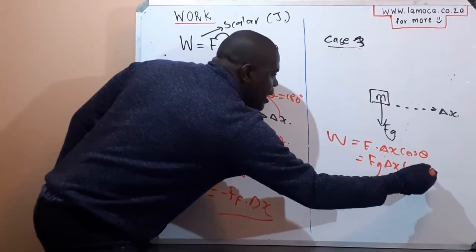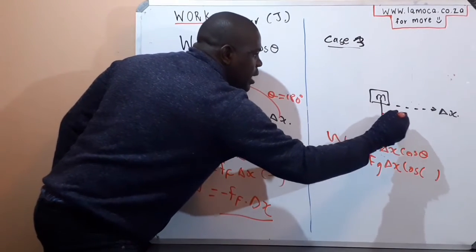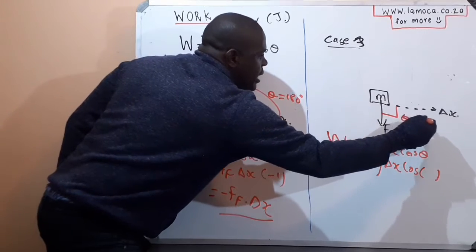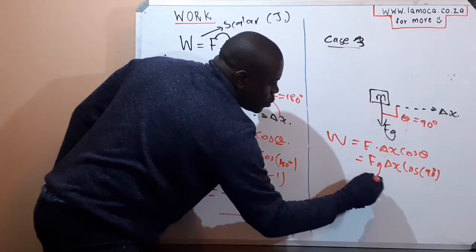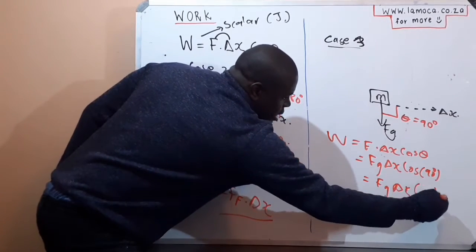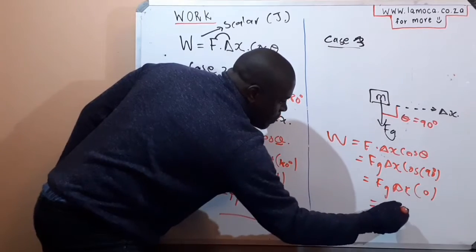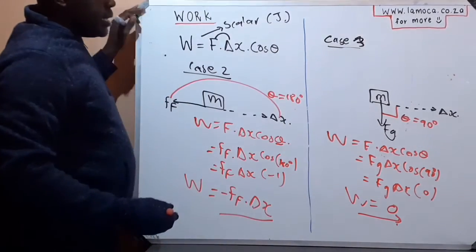But what is theta? The angle between the gravitational force and the displacement is how much? Theta is 90 degrees. So that means we have cos of 90 degrees. But what is cos of 90 degrees? Cos of 90 degrees is just a 0. 0 times anything makes the work done by the gravitational force becoming a 0.